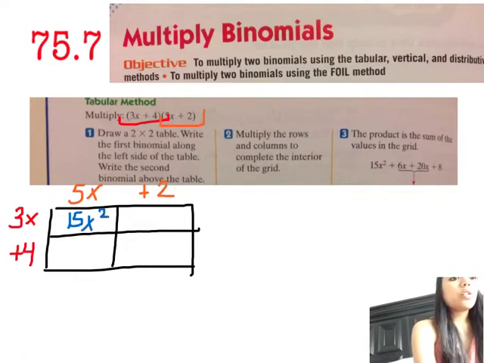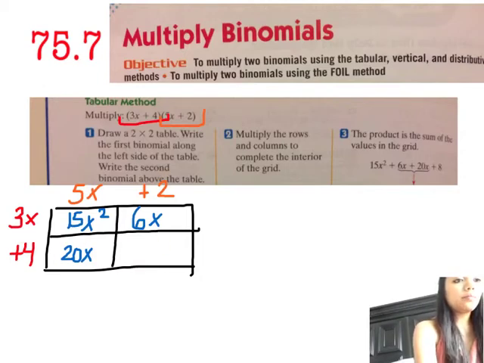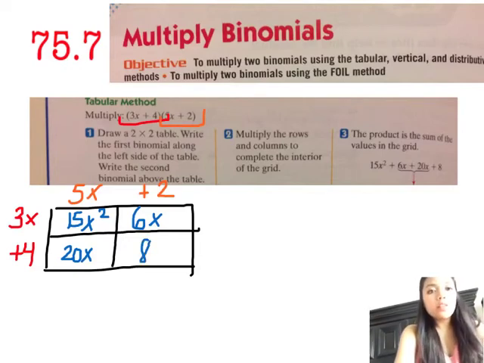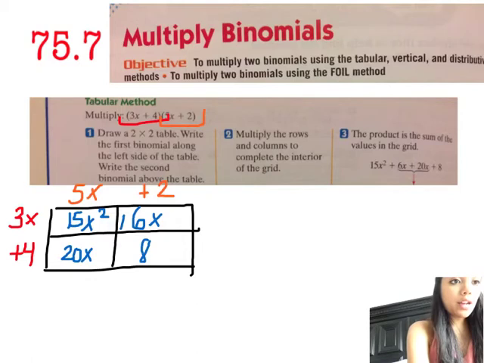Then I'm going to do 3x times 2. 3x times 2 is 6x, because 2 times 3 is 6, and then there's an x. And then I'm going to multiply 5x times 4. 5x times 4 is 20x. And then 4 times 2, my last box, 4 times 2 is 8. Now, I notice all of these numbers are positive, so when I write it out, I'm going to have a plus and a plus and a plus.